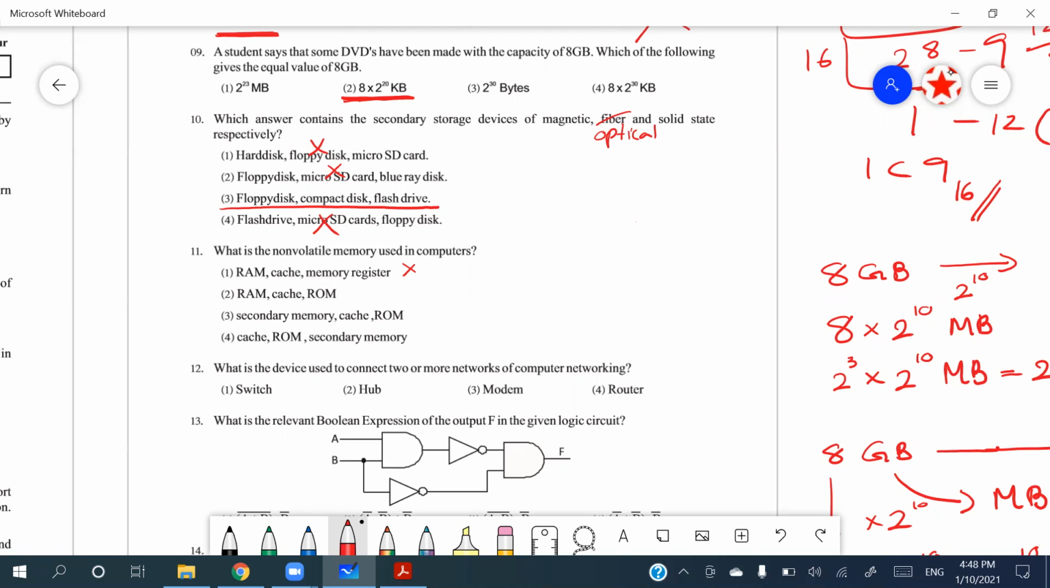RAM and cache are volatile. ROM is non-volatile. But since RAM and cache are volatile, we are not going to take this as a correct answer. So the secondary memory is a non-volatile one. Cache, again, it's going to be a volatile one. ROM is a non-volatile one. So because of the cache, this is going to be disqualified. Okay, so we don't have an answer. That's a problem.